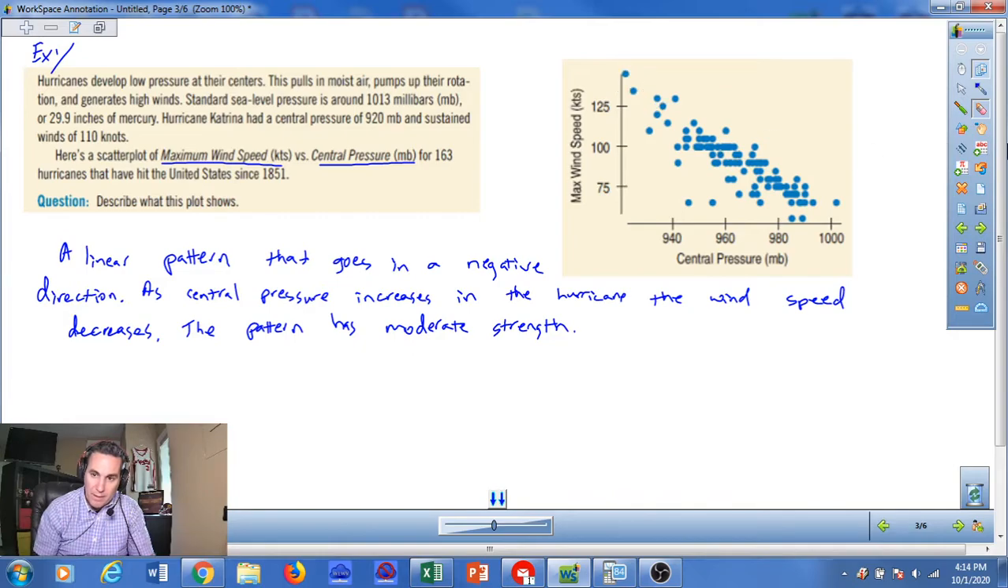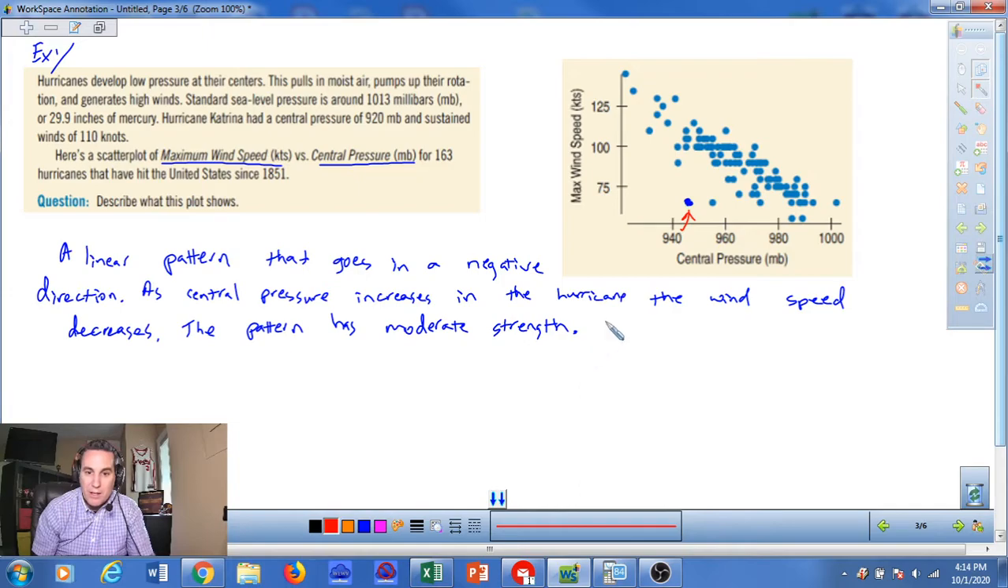Okay. And then anything unusual? You know what, you guys? Maybe this one is a little bit unusual. So I might point that one out and say there was a hurricane that had a really low central pressure, but it did not have high winds.